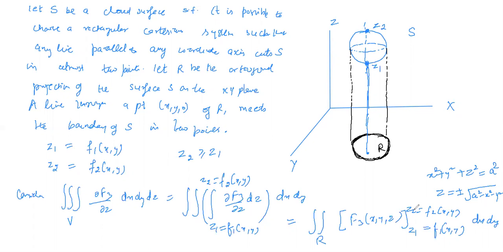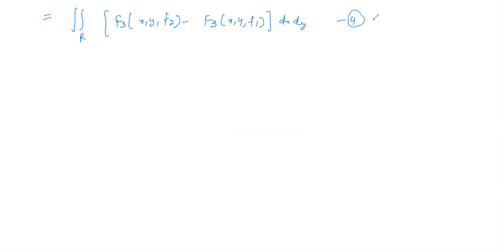So after substituting the limits in place of z variable, this will be equal to the double integral of f3(x,y,f2) minus f3(x,y,f1) dx dy. Call this equation number 4. So this is the value for the triple integral of ∂f3/∂z dx dy dz. So we have calculated this value.